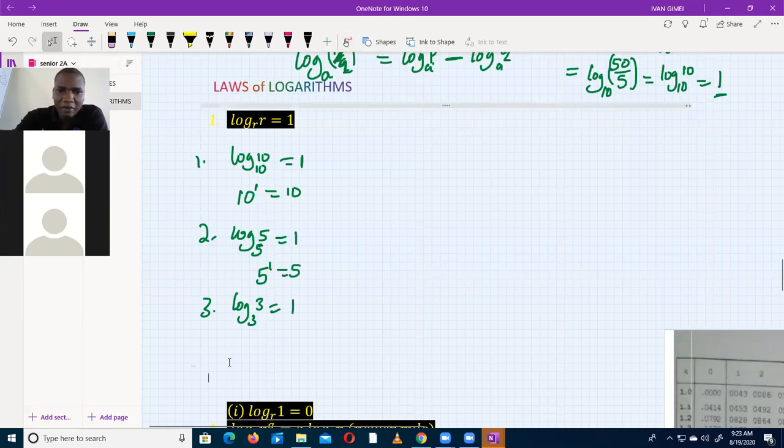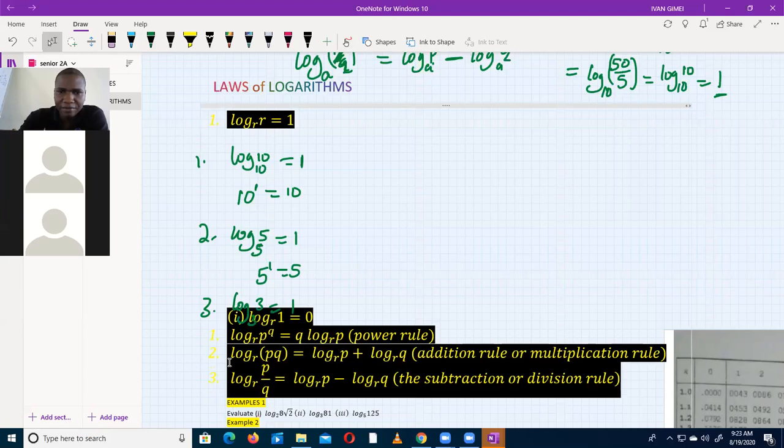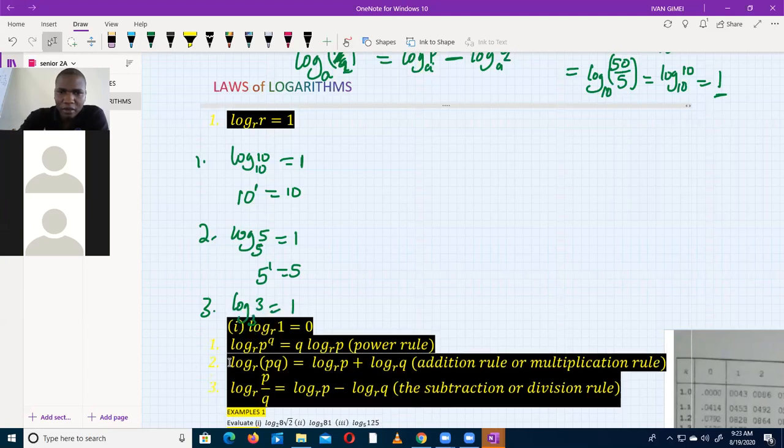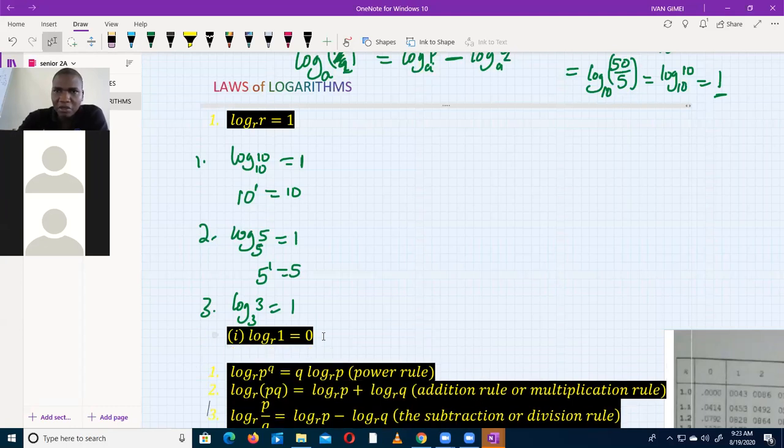Then here, Roman numeral 1, what about if you're finding the log of 1? What is the log of 1? Now, how do you find the log of 1? What will it be equivalent to? For those with calculators, can you try to get the log of 1? What do you get? The log of 1 to any base will always be 0.